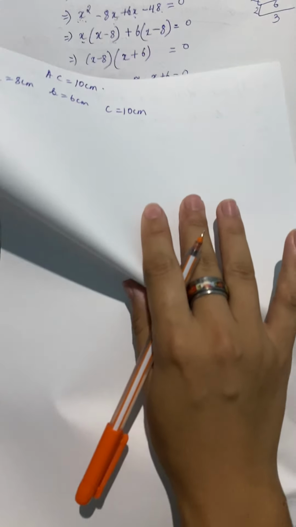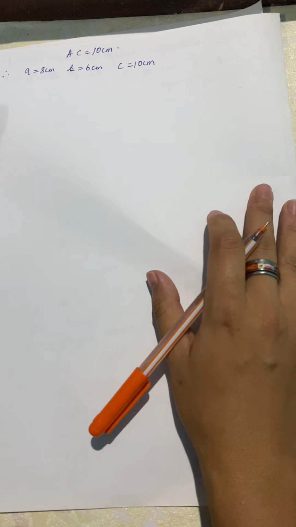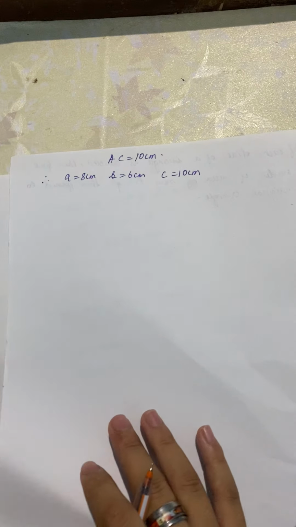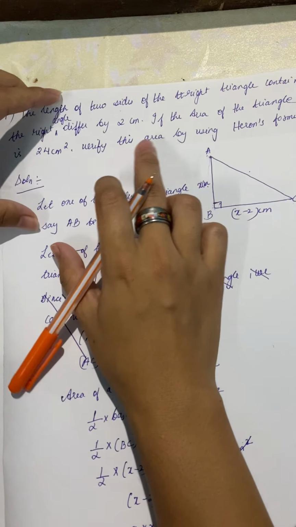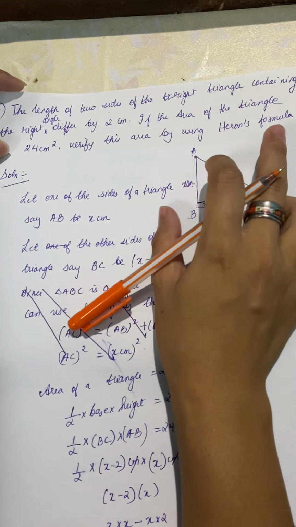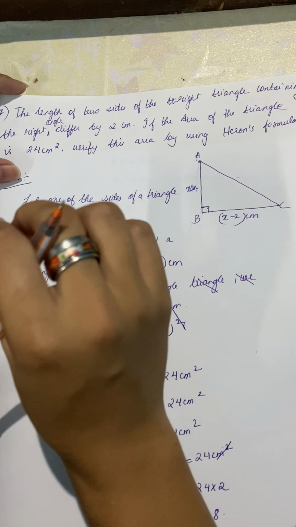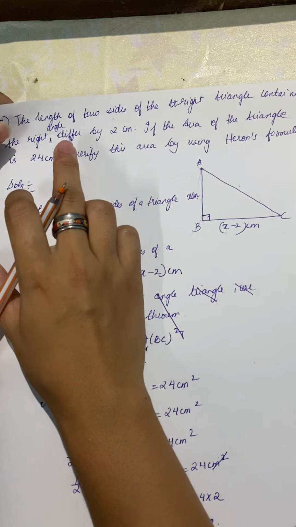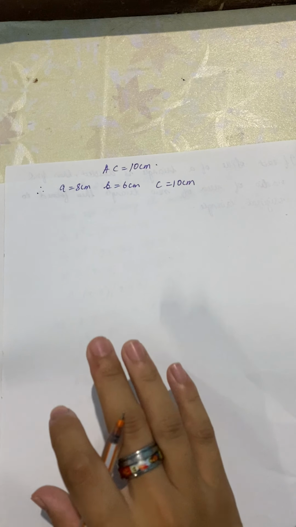Now let us find the area. Now you look at this. What is the question telling us? We have to verify. Just keep on reading the question. We have to verify that the area is 24 centimeters square by using Heron's formula. Clear? We're trying to verify it. So we'll check by using Heron's formula if we get the area of a triangle as 24 centimeters square. Clear? This is where the verification part starts.